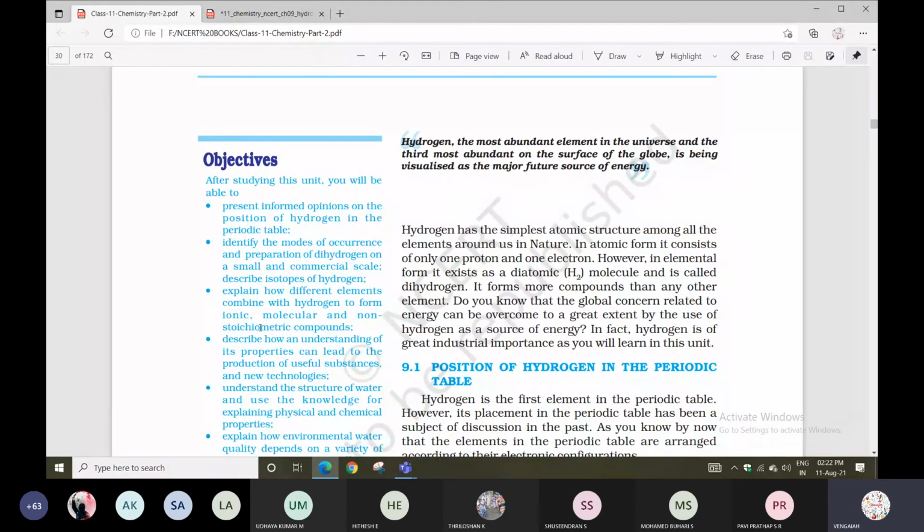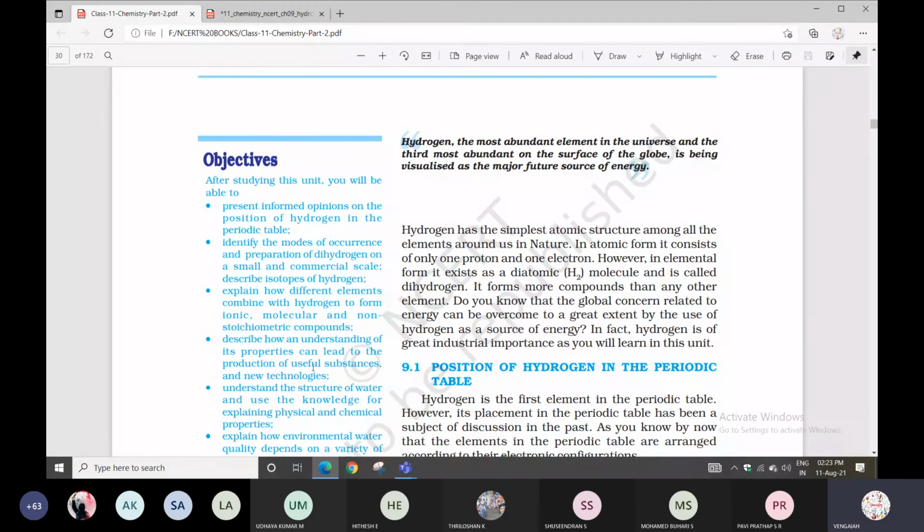Okay? Next we have the metallic type. In the metallic condition, hydrogen is combined with f-block elements and d-block elements. Yes. One more name is non-stoichiometric hydrides also.